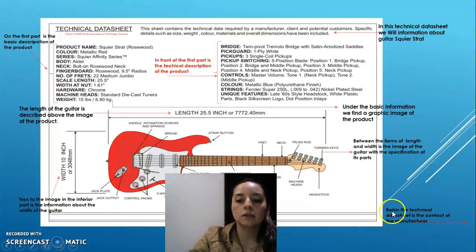And behind the technical datasheet is the contact of the manufacturer.